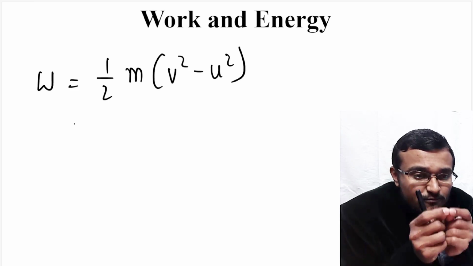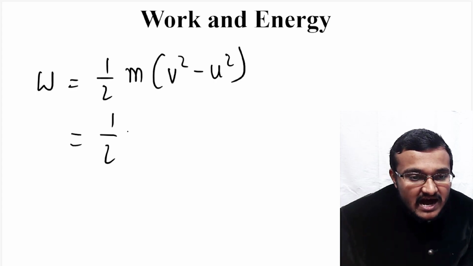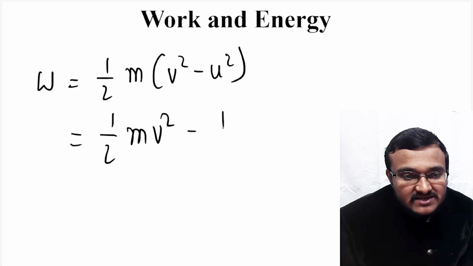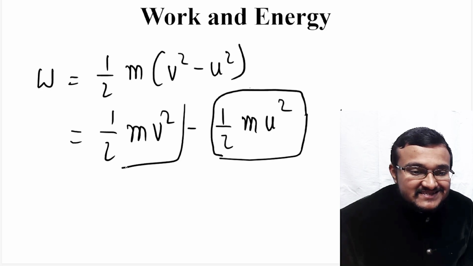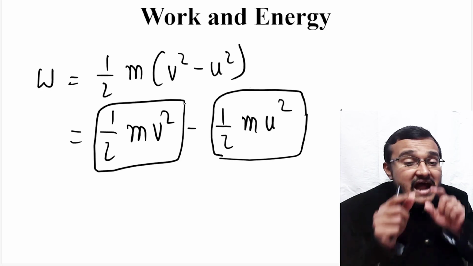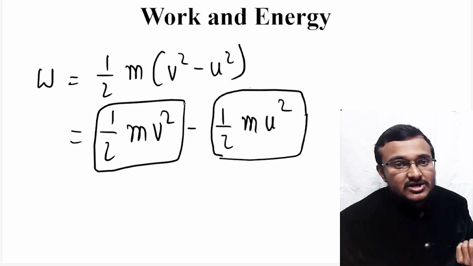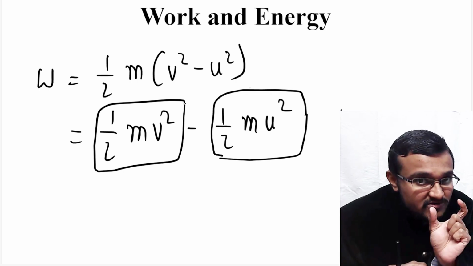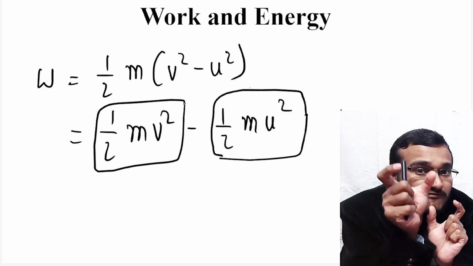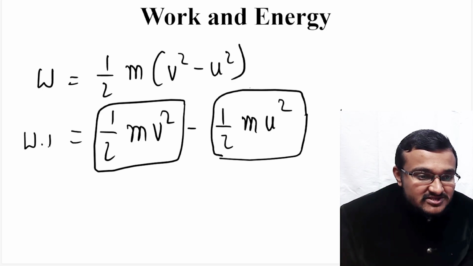So that means here if you now multiply half m with v square and u square, you will get the equation as half m v square minus half m u square. That means this is the initial amount of kinetic energy and this is the final kinetic energy, and this difference in kinetic energy is the work done which you are getting. Because of that much amount of force, you are generating this much amount of difference in kinetic energy. So that is equal to that much amount of work done.